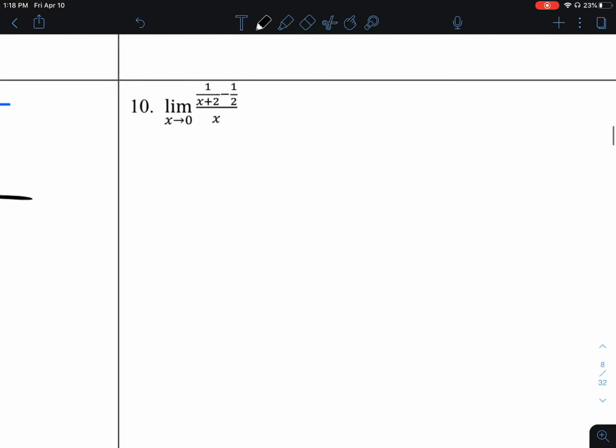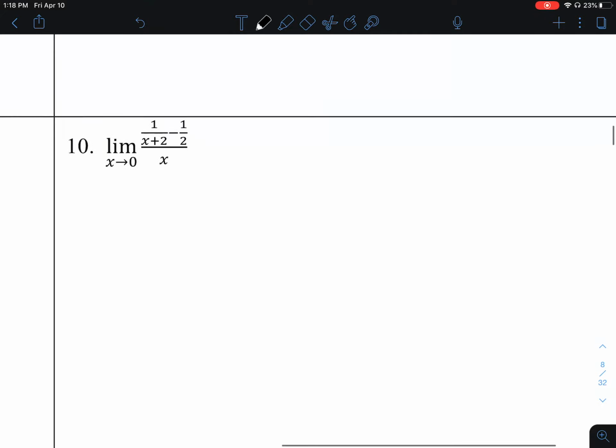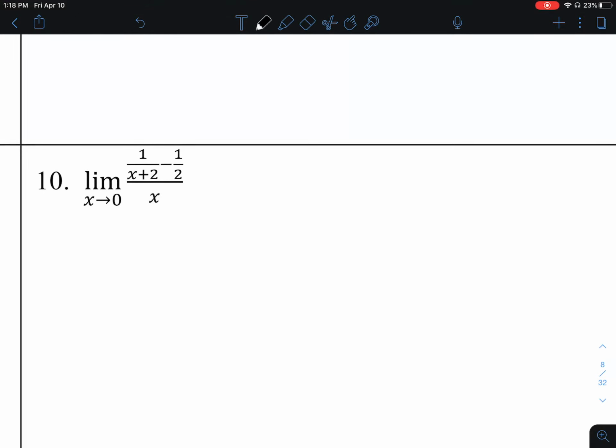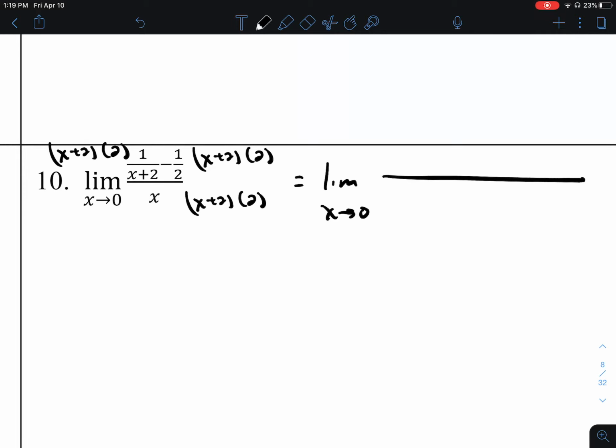Number 10, direct substitution will not work for this. Let's see, what can we do? If we try to use direct substitution, we're going to be dividing by 0. Let's multiply every term by x plus 2 and 2 on the top and the bottom. So we got the negative 1/2, we're going to multiply by that. This first fraction, we're going to multiply that. We're going to multiply the denominator by that. What's that going to give us? It's going to get the limit as x approaches 0.